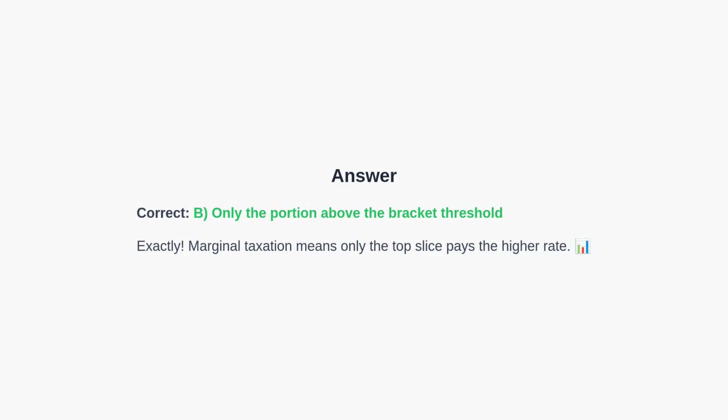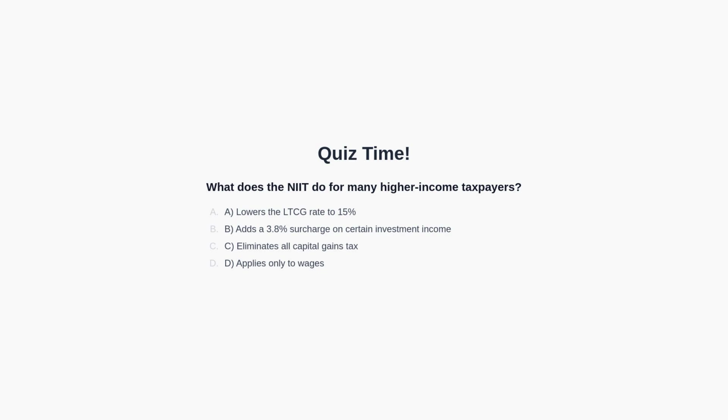The correct answer is B, only the portion above the bracket threshold. This reflects marginal taxation, where only the top portion of income is taxed at the higher rate rather than the entire gain. Next, another quick quiz.